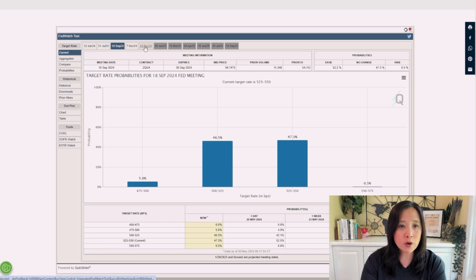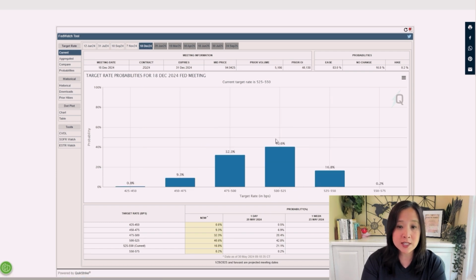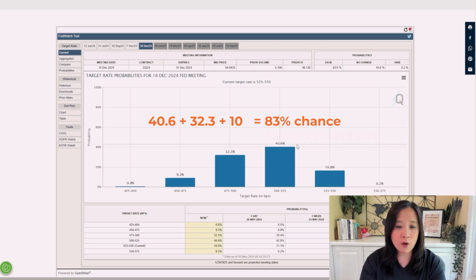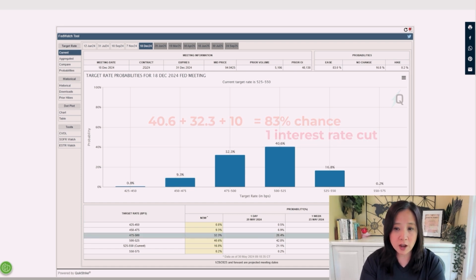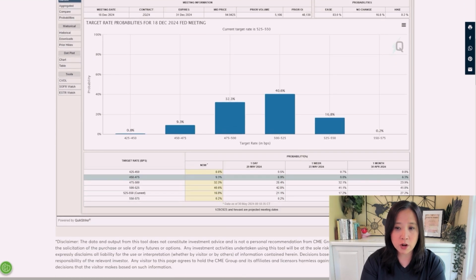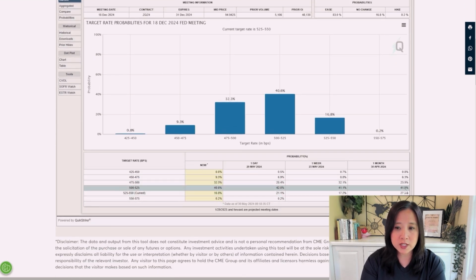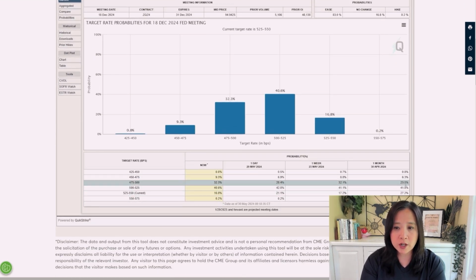So if you fast forward to the last contract of the year, December, you could see the market's pricing in 40% plus 32 plus 10. So that's basically 72, 82, about 85% chance of one interest rate cut by December. But this was very different a month ago. If you look at the lower right-hand corner, you can see that it was 40 plus 23 plus 7. So basically a 73% chance.